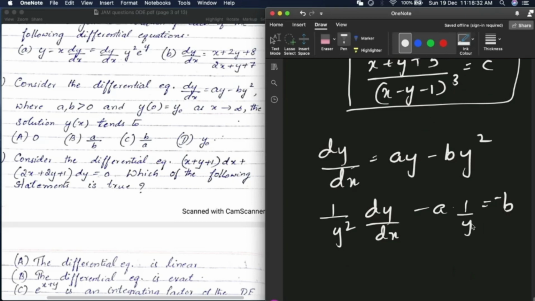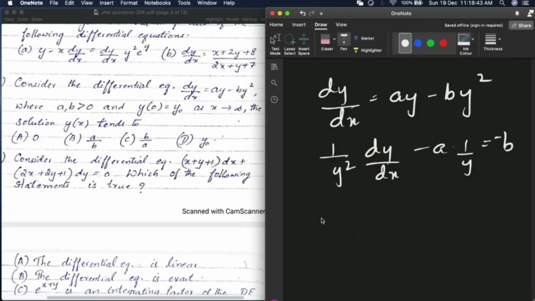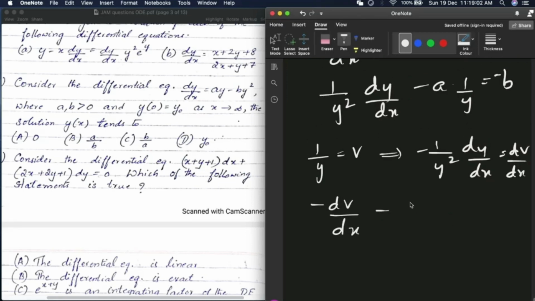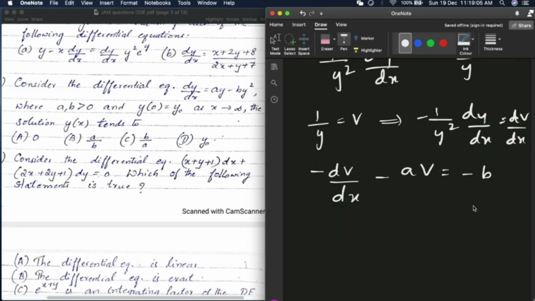When you have a function here, and its derivative comes together with dy by dx, then you can go for that substitution. So you can actually substitute minus 1 by y or else 1 by y. It's all the same. So this becomes, this is now linear. dv by dx plus av is equal to b.